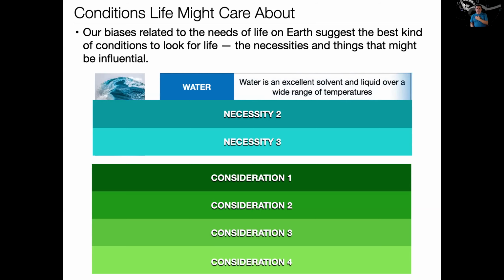So the first necessity is water. We are very definitely biased towards water. Everything that we know about life here on Earth is that water is essential to life processes. It's used in the chemistry of life. Life lives in it. It's an excellent solvent. It's liquid over a wide range of temperatures. And so it's useful in many different situations, okay?